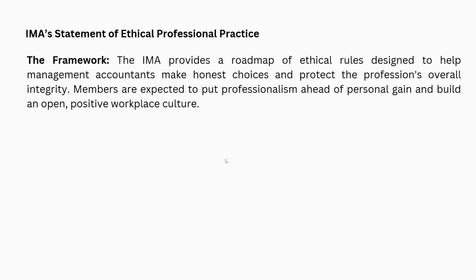Okay, then next is the IMA Statement of Ethical Professional Practice. The framework is a roadmap of ethical rules designed to help management accountants make honest choices and protect the profession's overall integrity. Members are expected to put professionalism ahead of personal gain and build an open, positive workplace culture. There are four core principles of professional ethics and also four core standards, called action, and the principles are mindset. Let us discuss those.